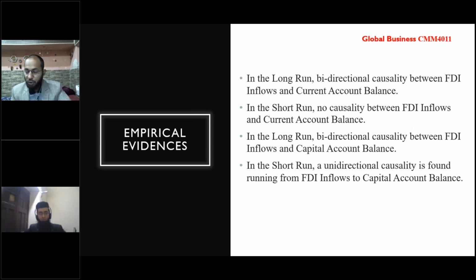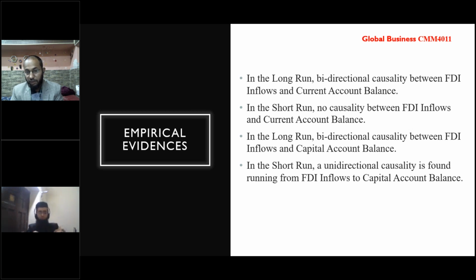One is that in the long run, the total time period which we studied for India, 45 years starting from the 1970s, we found bidirectional causality between FDI inflows and current account balance, meaning FDI inflows impact current account balance and current account balance also impacts FDI inflows.